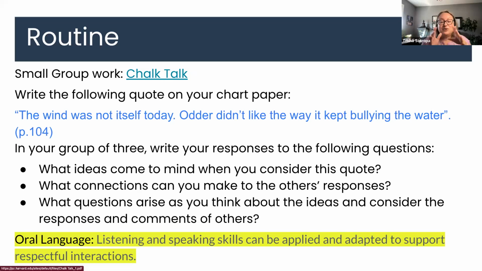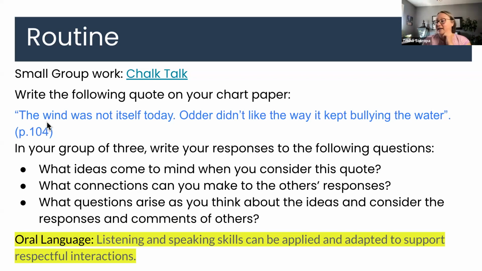So teach 2 or 3 routines and reuse those routines in different contexts. This routine that I'm going to show you is called Chalk Talk. And although it has the word talk in it, at first, the students do not talk. At first, they need to do some thinking and writing. So I would give them a large piece of paper, maybe ledger-sized paper, or even larger if you want.